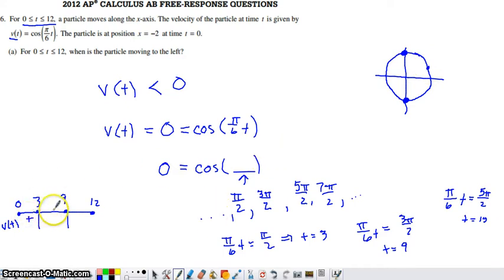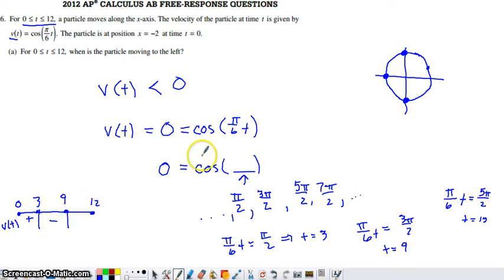If we take a value in between here, like right smack dab between 3 and 9, that would be 6. If we put 6 right here, we're looking at pi by 6 times 6. That would just be pi. That would put us at this point on the unit circle. Now, cosine of pi is negative 1. So our velocity would definitely be negative for all values of t in between 3 and 9.